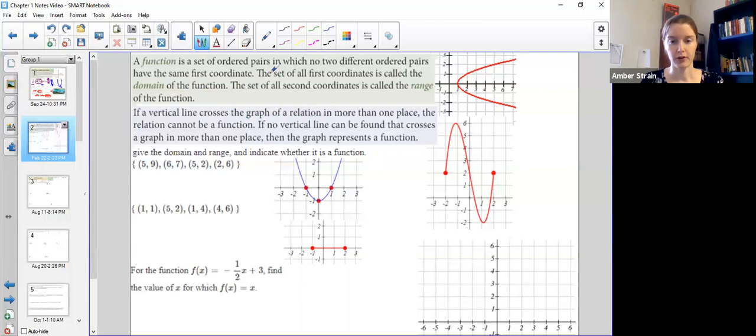So we mentioned that that first example was not a function because it didn't pass that vertical line test, where any value of x should only have one value of y. So a pattern like this would not be a function.